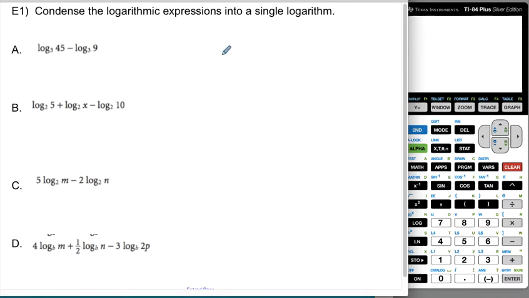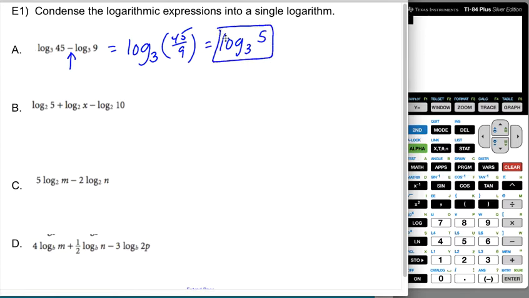All right, so condense the logarithmic expressions into a single logarithm. So two logs being subtracted, right, can be rewritten as one log with division. So log base 3 of 45 over 9. Now I could stop there, but because 45 over 9 is a nice happy number, you should go ahead and get that it's a 5. Okay, so log base 3 of 5. That's it. That's what you want to do.